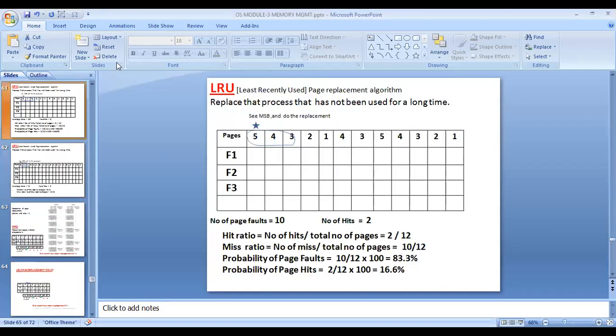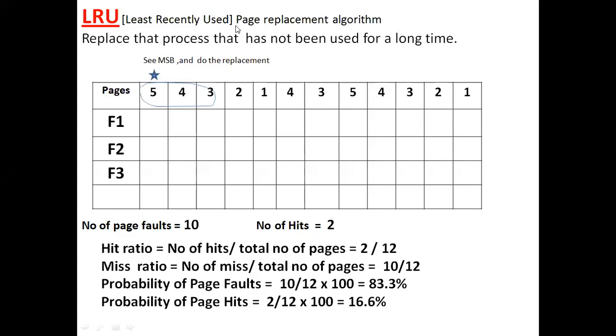So this is the next algorithm. The next page replacement algorithm is LRU. LRU stands for least recently used, the least recently used page replacement algorithm. In the last class, we had seen the first in, first out page replacement algorithm.